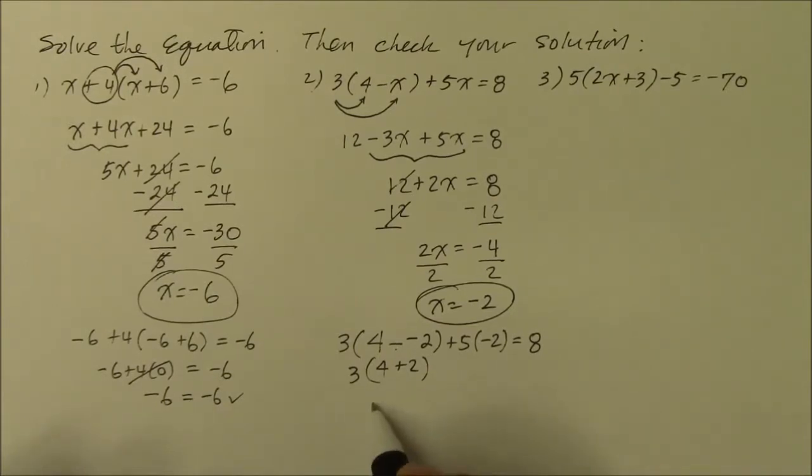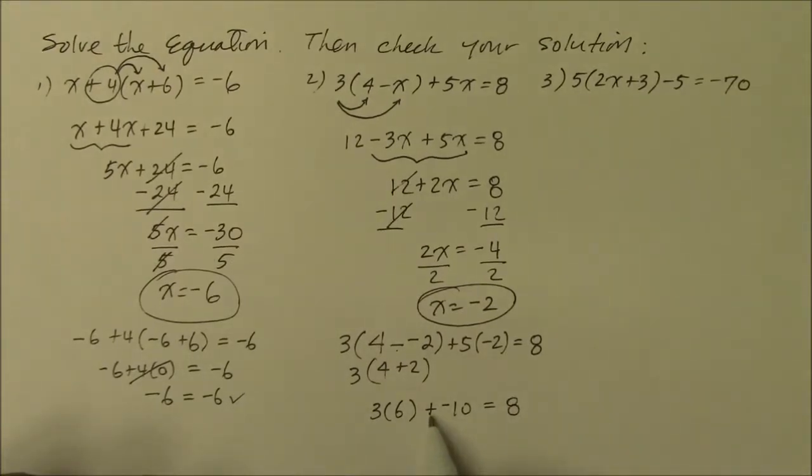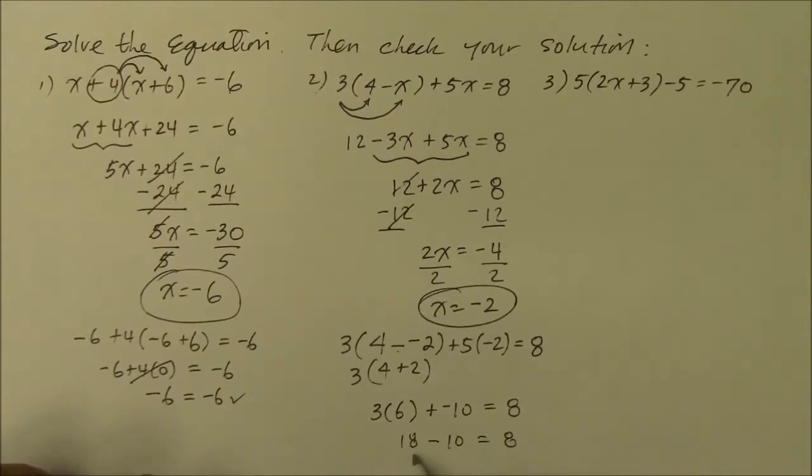So that's like saying 3 times 6. 5 times negative 2 is negative 10. Now you're like, hey, why'd you put a plus? Yeah, I know. I just want to keep it consistent because plus and negative, positive and negative is still negative. So that's 18 minus the 10. And what do you know? 18 minus 10 is in fact 8. So the left and the right is the same. So that's my good answer.